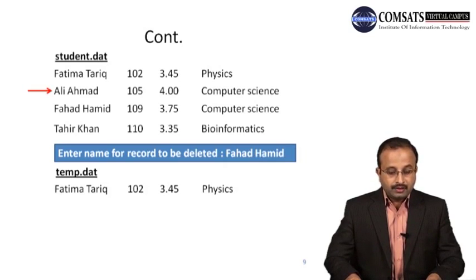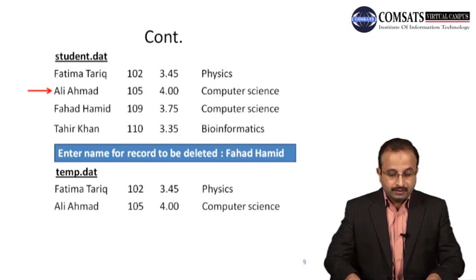Then we write that record in the temporary file. Then we read the third name. Now the name in that record is the same name as input by the user, so you won't write that record and you move the pointer to the next record. You need to read the next record. The name is Tariq Khan, that is not same as the input by the user, so then you write that record in the temporary file.